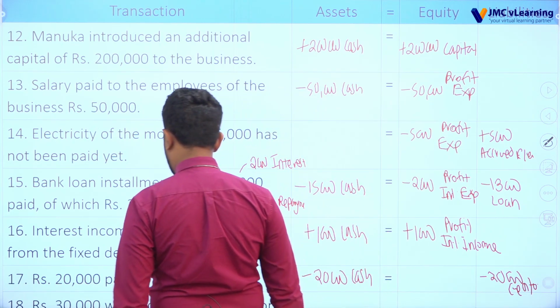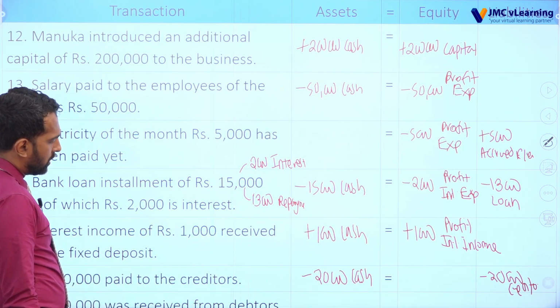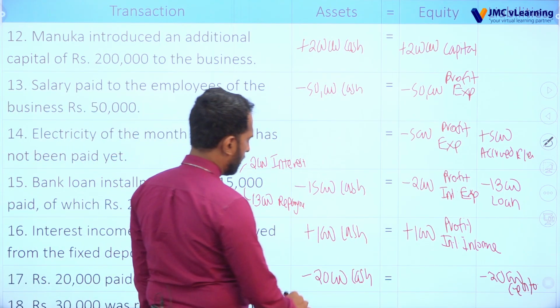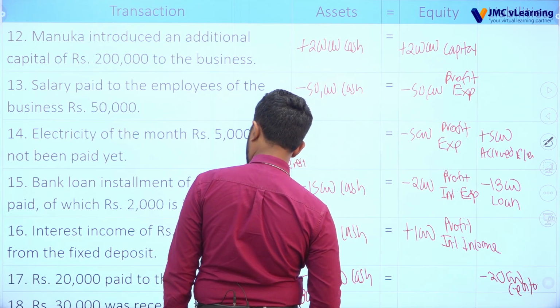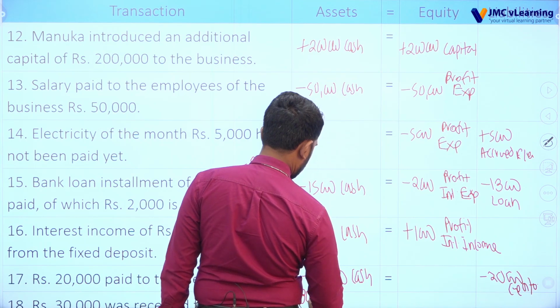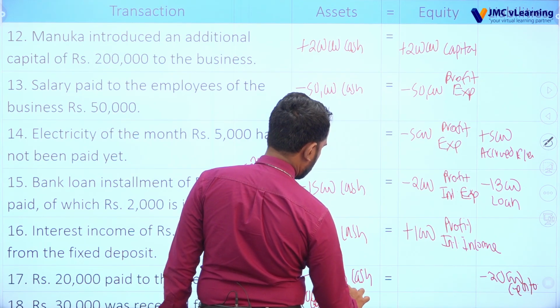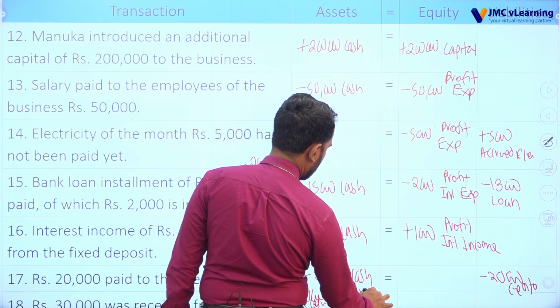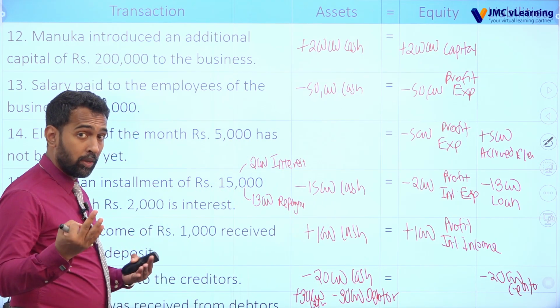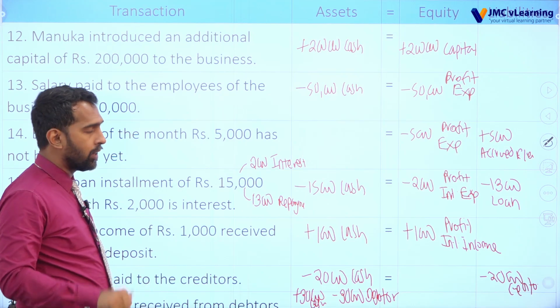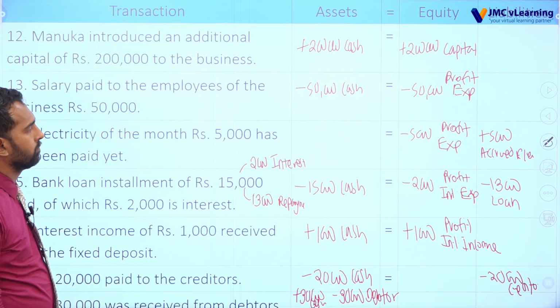Right, there's one other transaction. Rupees 30,000 was received from the debtors. When you are getting money from the debtors, one side, cash will increase and the debtor will come down. Debtor will be reduced. When the debtors are paying you the money, cash will increase and the debtor will come down. Okay.